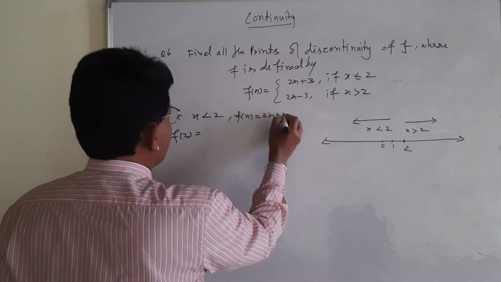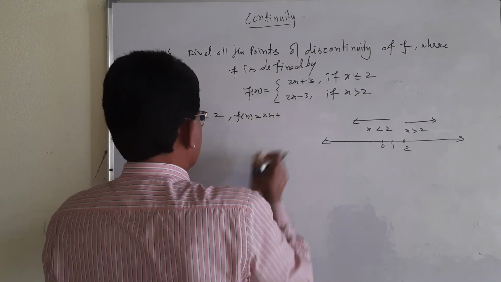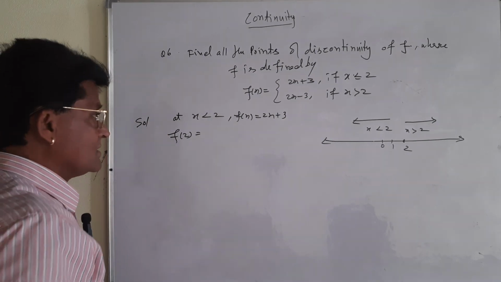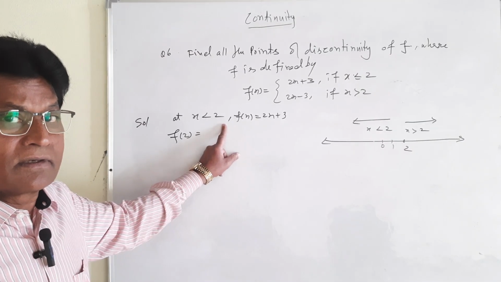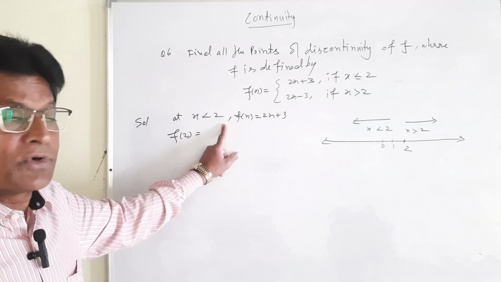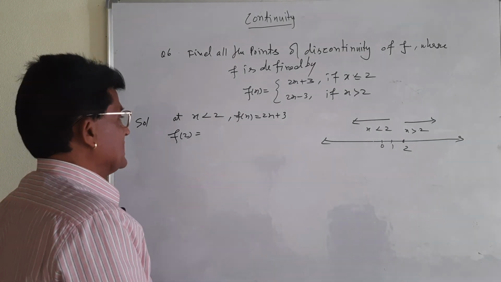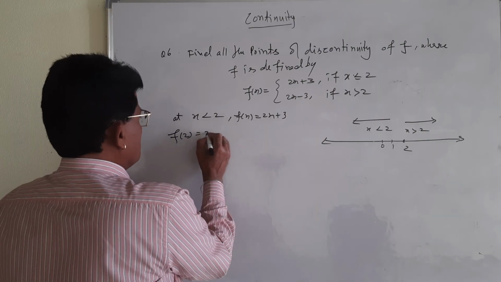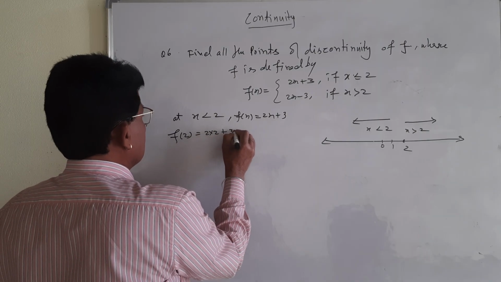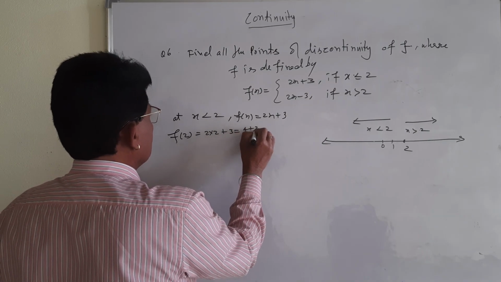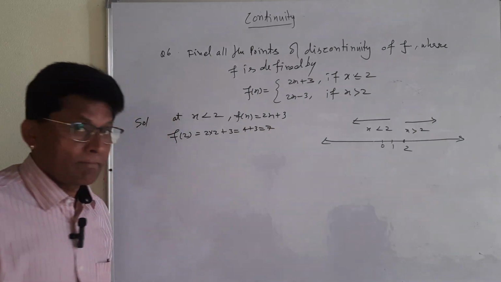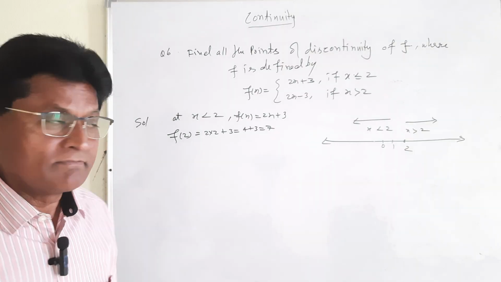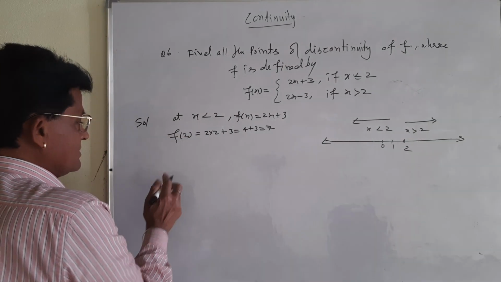2x plus 3. Less than 2 I am taking. Then you see, for less than 2, the function will be this one: 2 into 2 plus 3. It will be 4 plus 3. That will be 7. In this case I am taking.